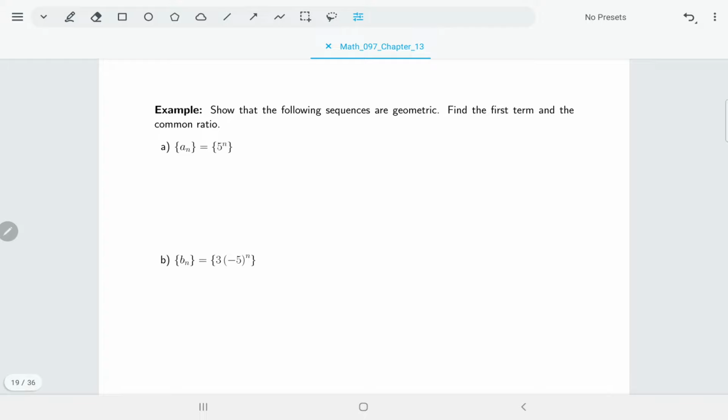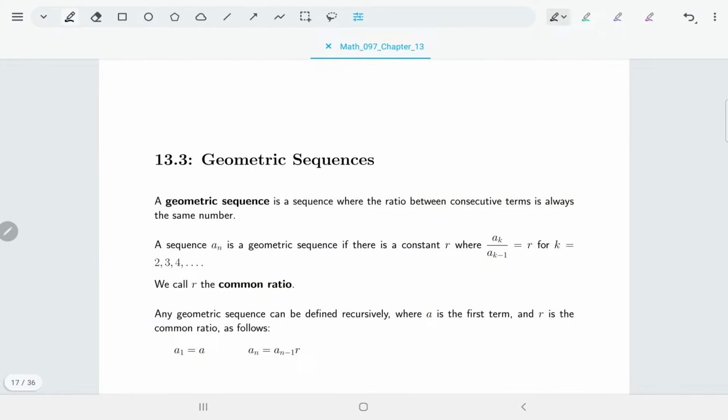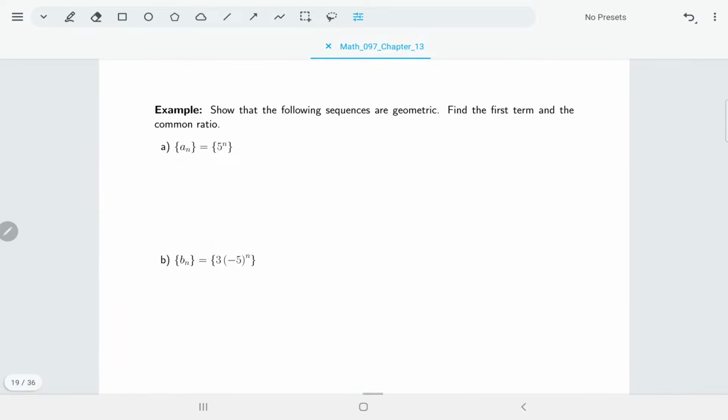All right, so we've got some sequences to show that are geometric. And again, I'm going to do the same sort of thing that I did in 13.2, which is I'm going to use the official definition of what it means for something to be geometric. Well, if it's geometric, we would have to have this property, that term k divided by term k minus 1 would have to give us some constant r. So that's what I'm going to check, do I get a constant r when I take term k divided by term k minus 1.